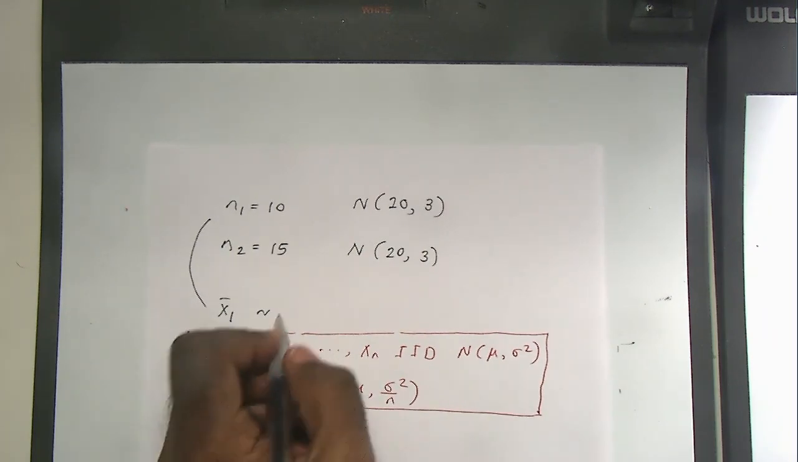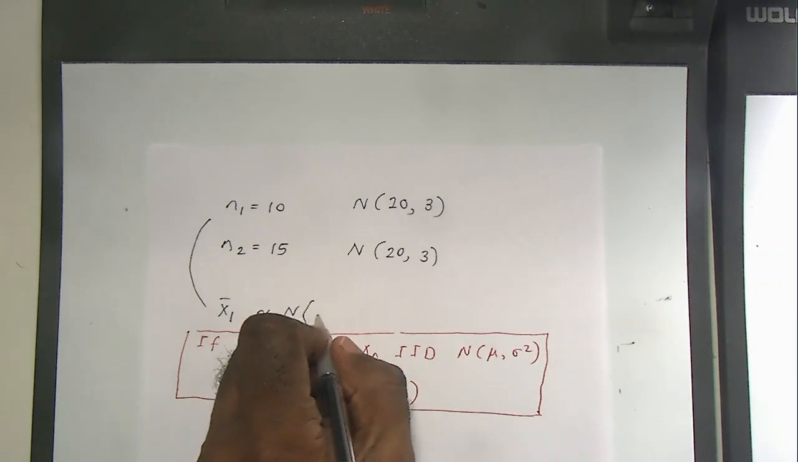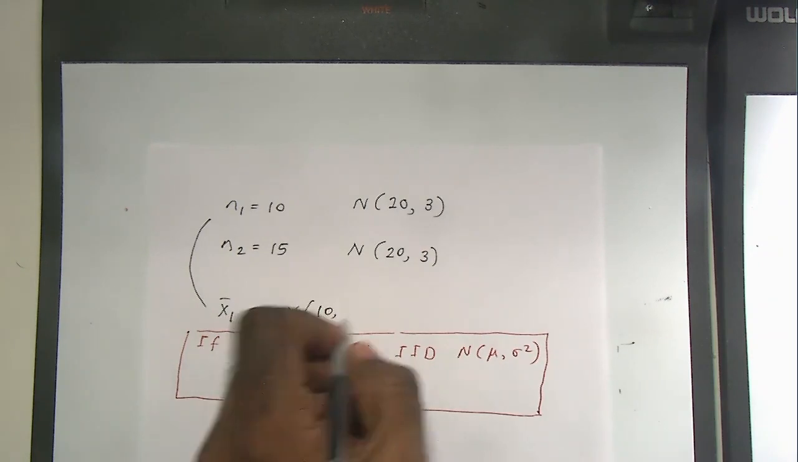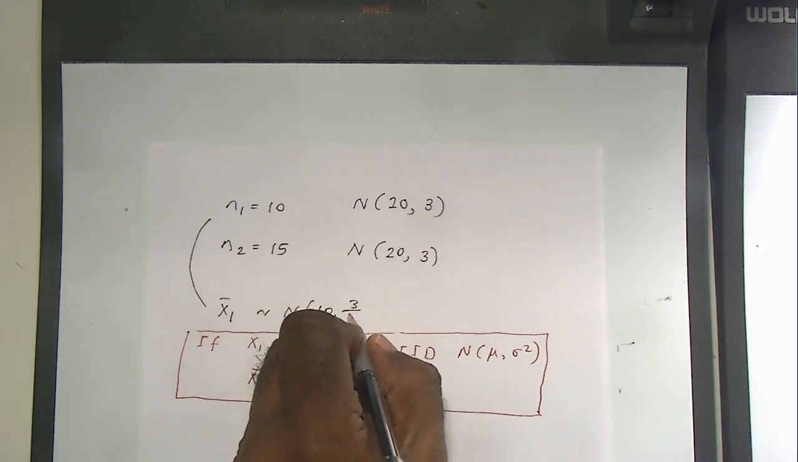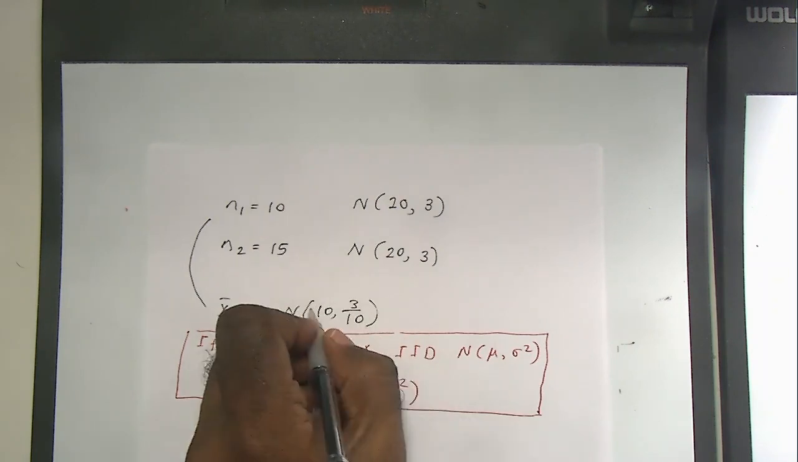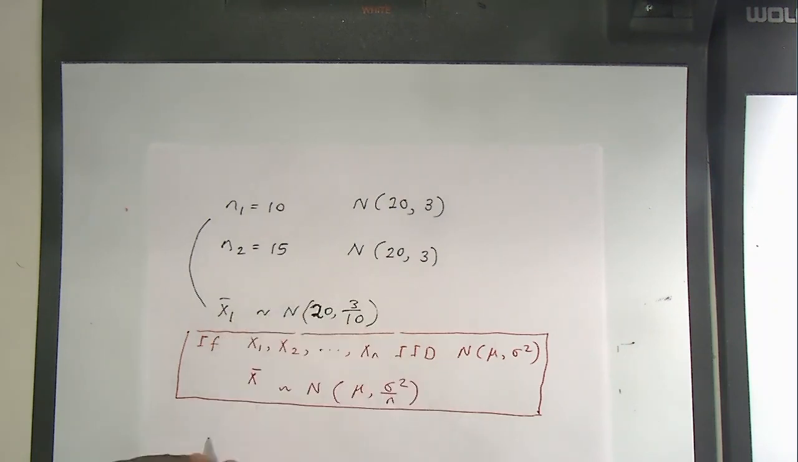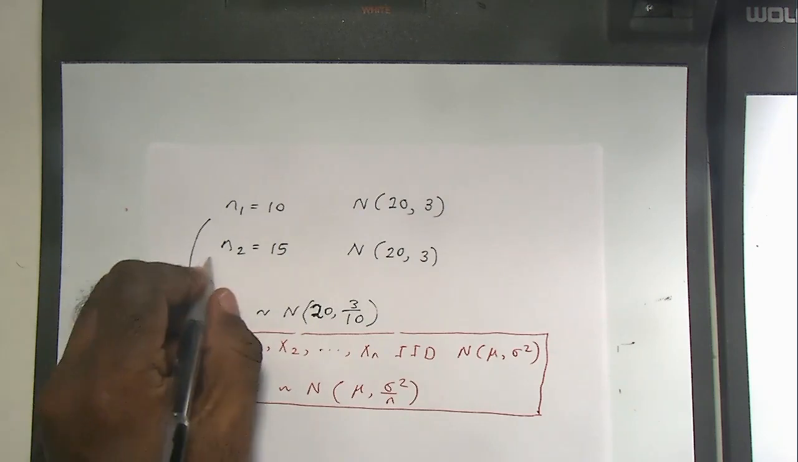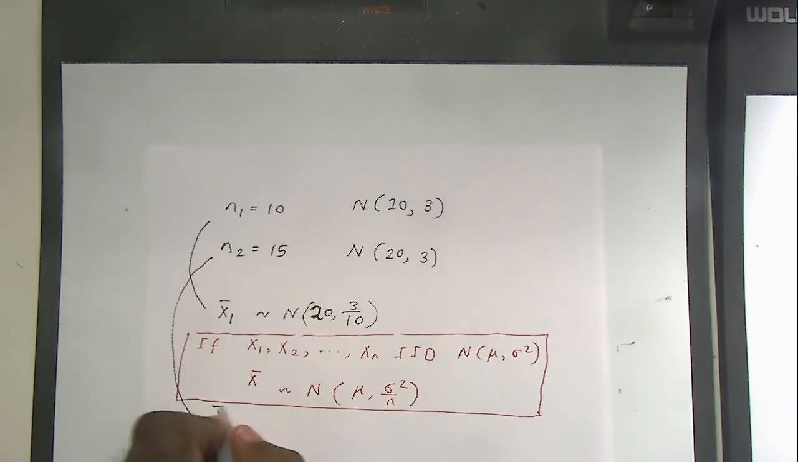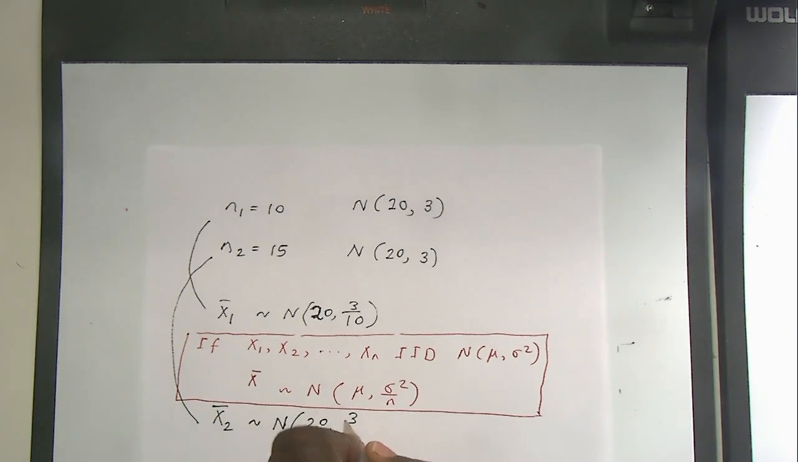So because this is 10, it's normal with parameters 20 and 3 divided by 10. And similarly for the second sample, you should call the sample mean X bar 2. It will be normal with parameters 20 and 3 divided by 15.